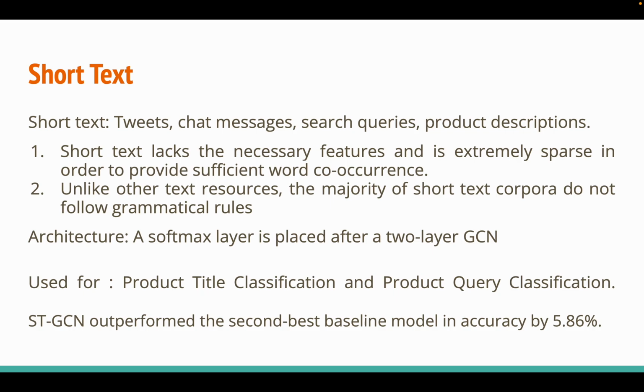So the architecture for a short text model is a softmax layer placed after two layers of GCN. The short text model is used for product title classification and product query classification.